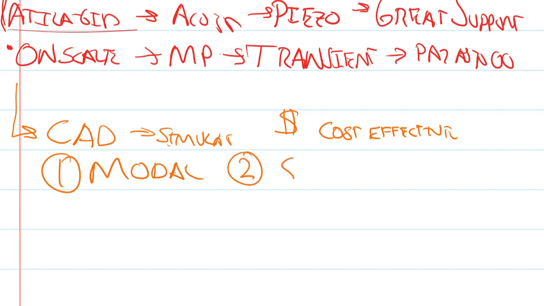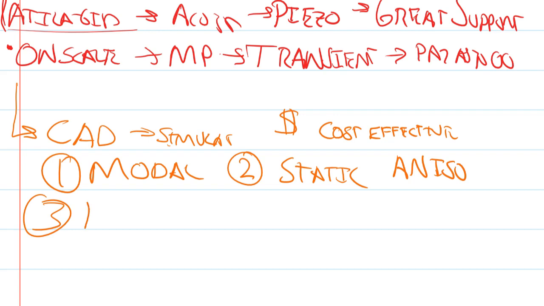You can do static, but not really. You can't put in anisotropic material properties. It's not a deal breaker. Some of them have frequency response. Not all of them, but some of them have frequency response, and this is where the gold is.